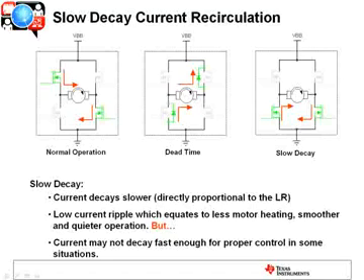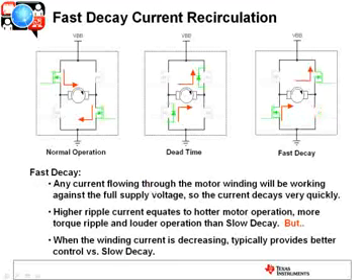So the lower the ripple, that equates directly to less motor heating, much smoother and quieter operation. But that slow decay is exactly that, it's slow, and it may not decay fast enough for a proper control of the motor in some situations.